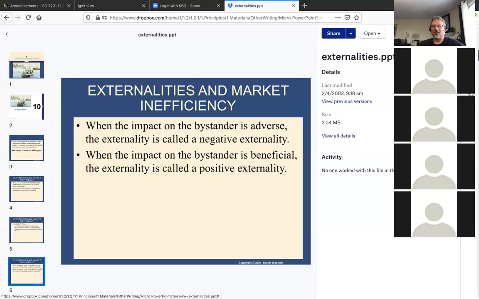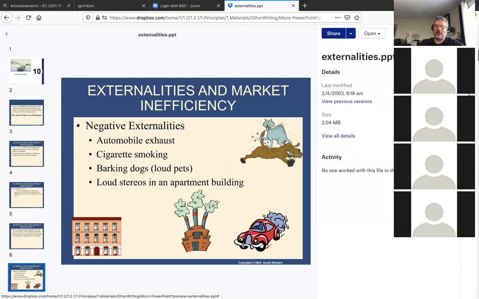No, it's all about efficiency. So let's go ahead and dig into that a little bit more deeply. So we'll talk about some of the common examples we've already mentioned, a lot of them. Negative externalities, automobile exhaust. Well, who's a third party there?